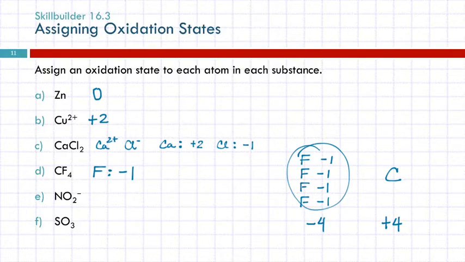Is it a +4 ion? No. Is fluorine a -1 ion in this compound? No. This is just how we keep track of what's going on with the electrons. So fluorine's going to be -1, and carbon is going to be +4.